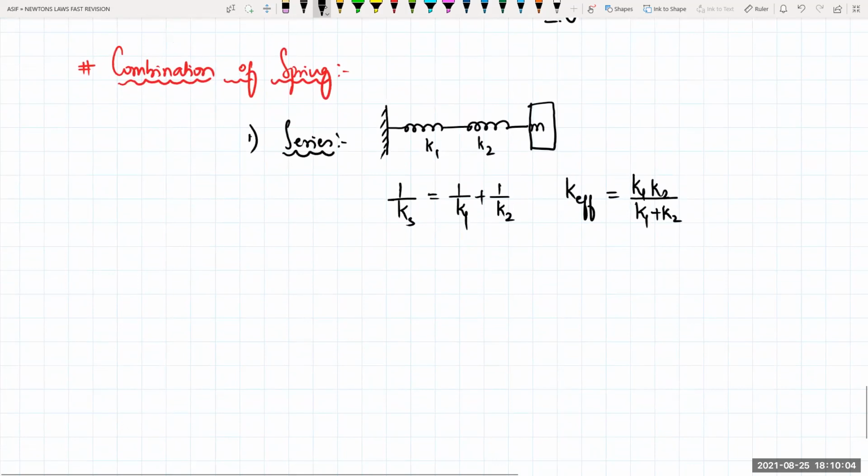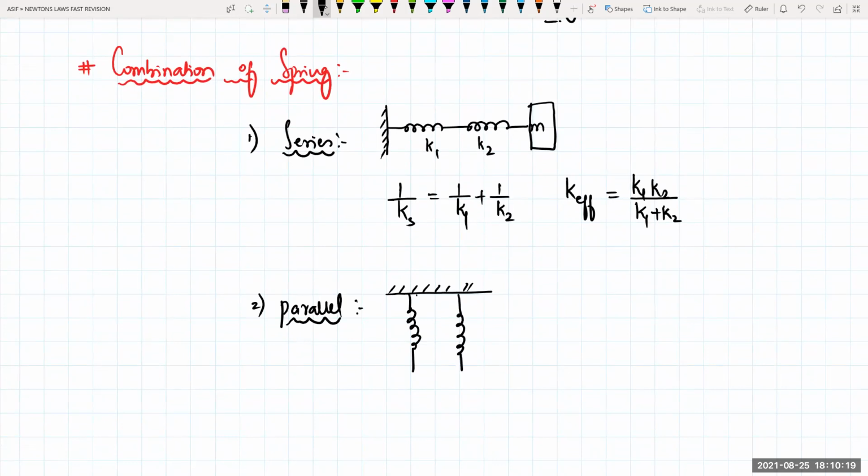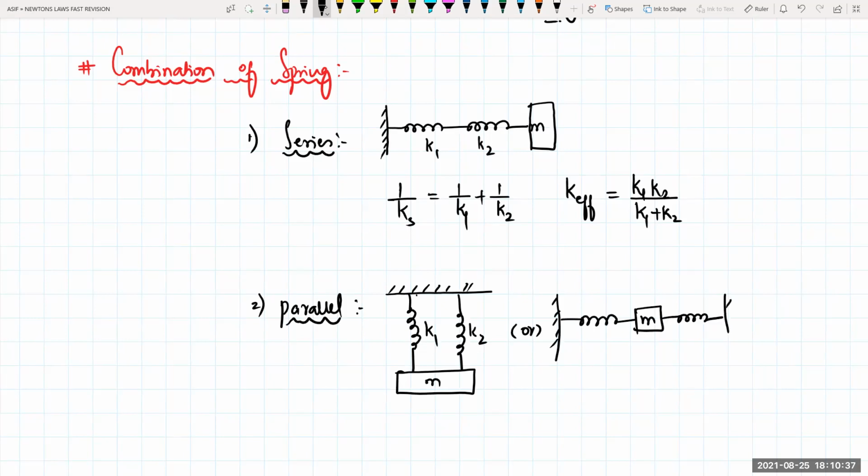Next one is your parallel combination. For example, if two springs are connected parallel to each other, like this, there is one here and there is one more like this, both of them connected to one block. This is spring K1, this is spring K2. Or else they are kept one above the other, with a block in between: this is connected to one spring and this to one more spring, say K1 and K2.